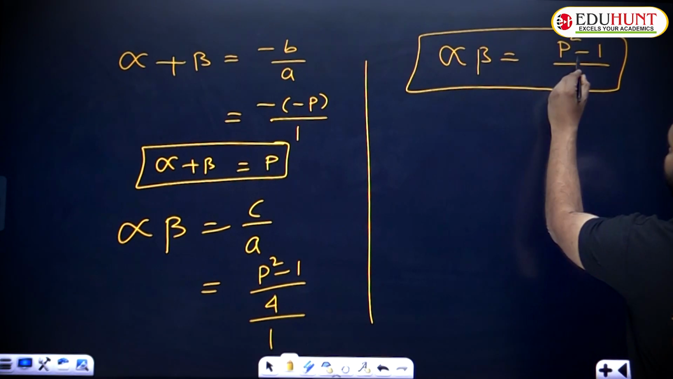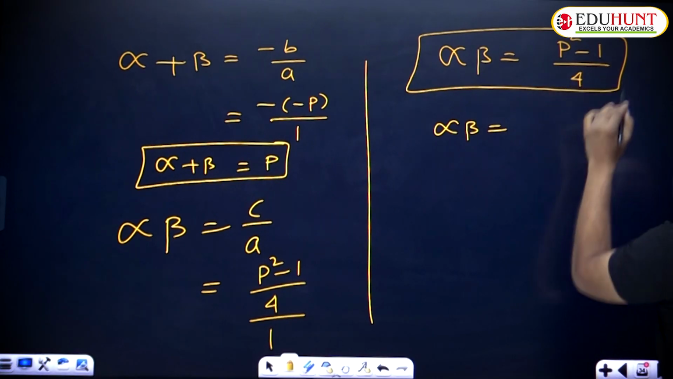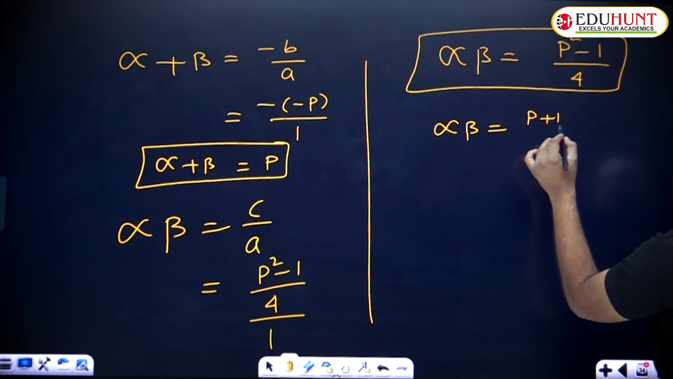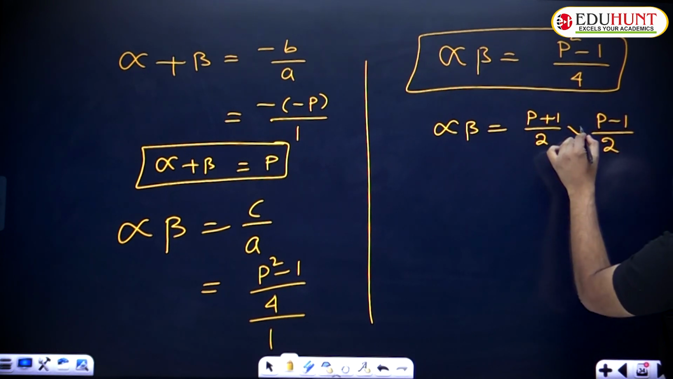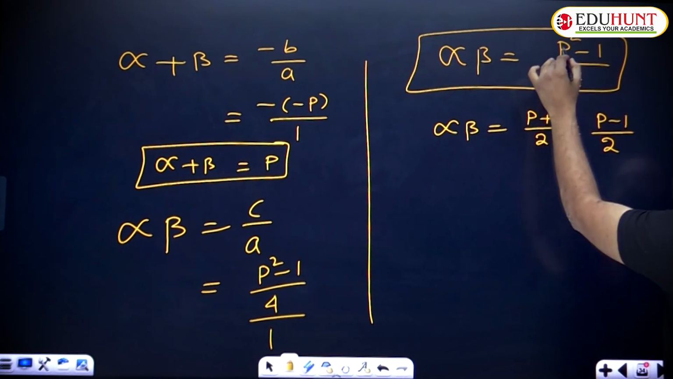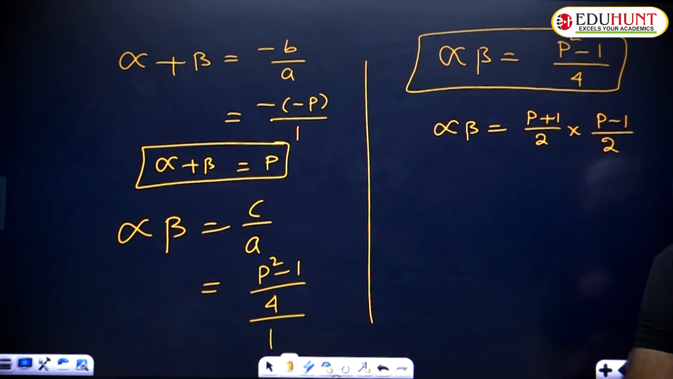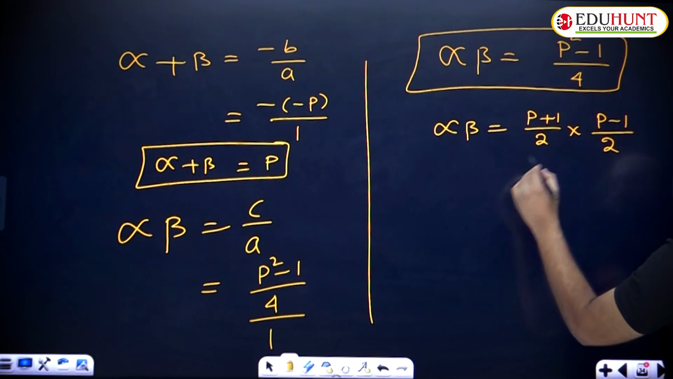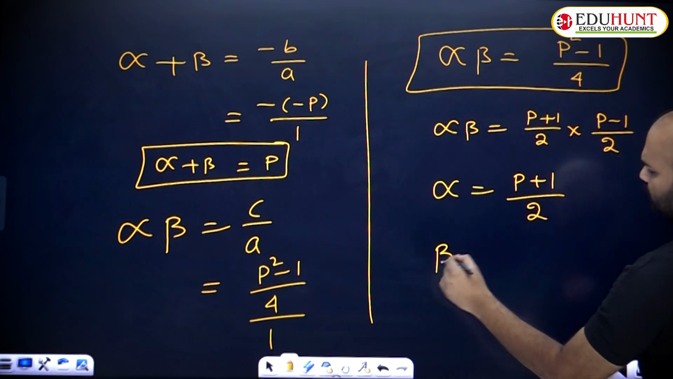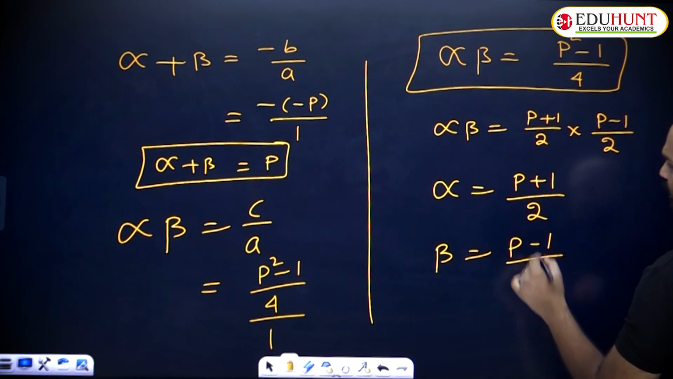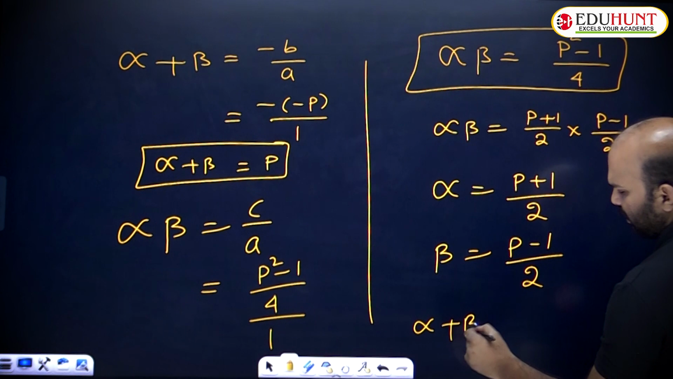So this is an extension of the a² − b² formula, which is (a + b)(a − b). So p² − 1/4 can be written as (p + 1/2)(p − 1/2). We know that p + 1/2 is the larger value. So the alpha value I have taken is p + 1/2, and the beta value is p − 1/2. You can add these two to check.